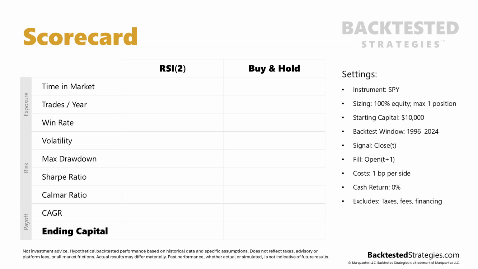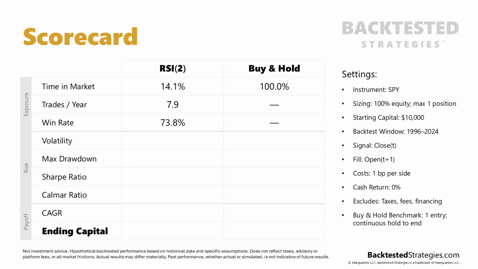All right, let's have a look at the scorecard and walk through the head-to-head performance metrics. We'll go section by section in the same order you see on screen. Section 1, Exposure. For Connors' two-period RSI, time in the market is 14.1%. That works out to 7.9 trades per year, and the win rate is 73.8%. For buy and hold, time in the market is by definition 100%. Trades per year and win rate are not meaningful because the position is held continuously.